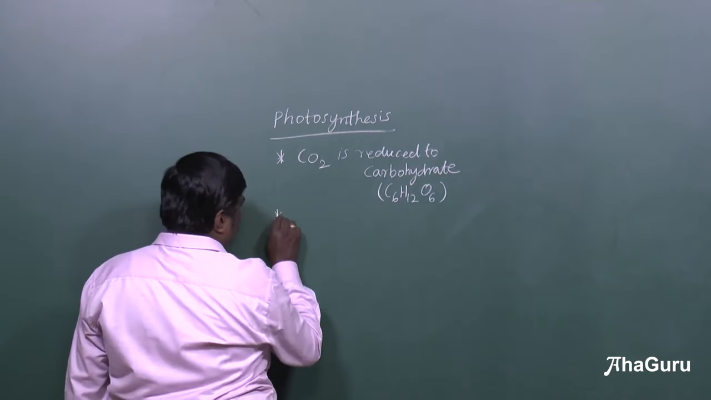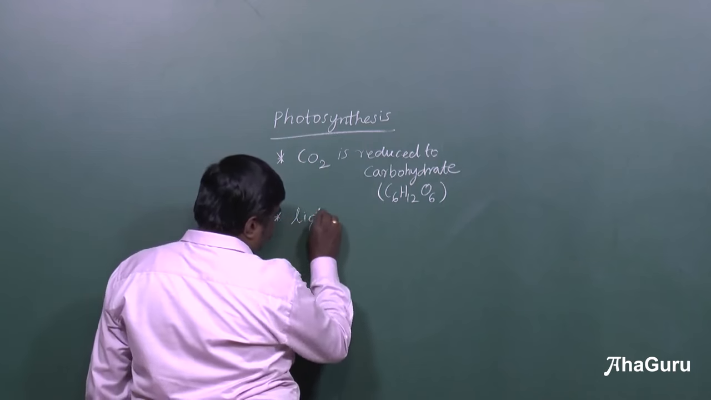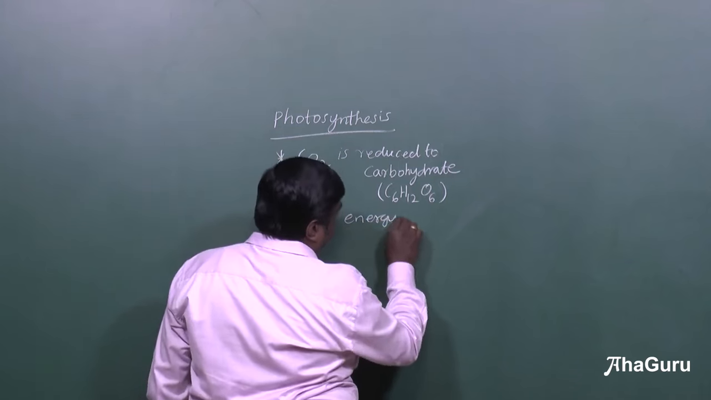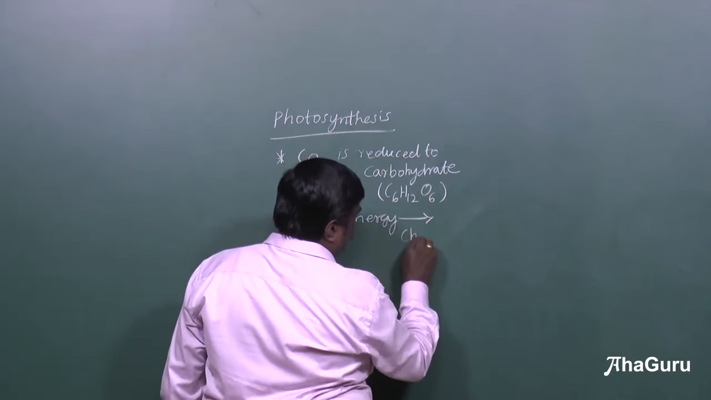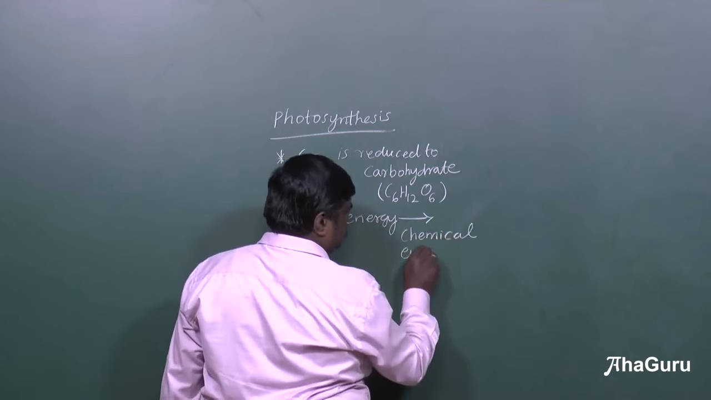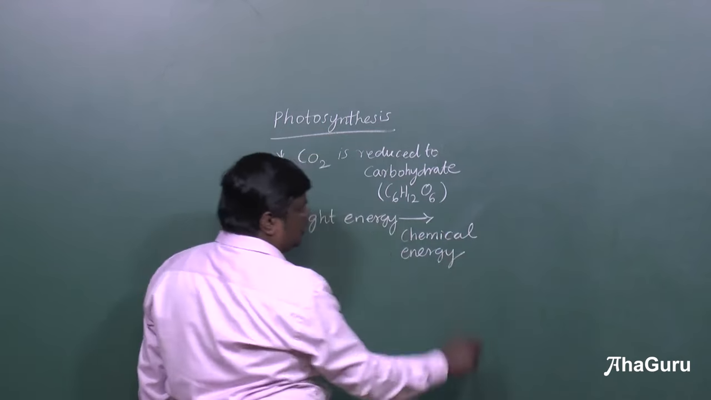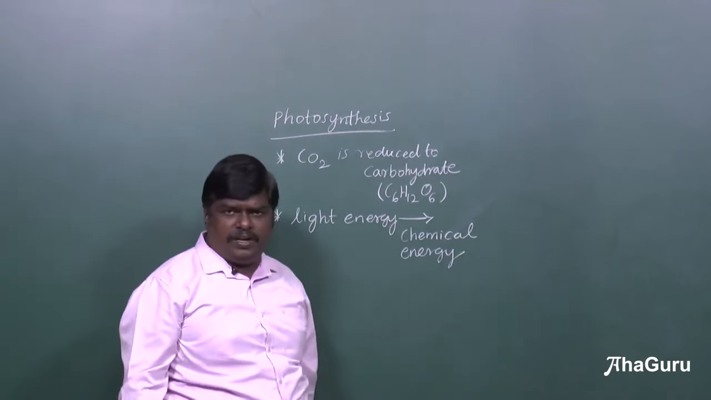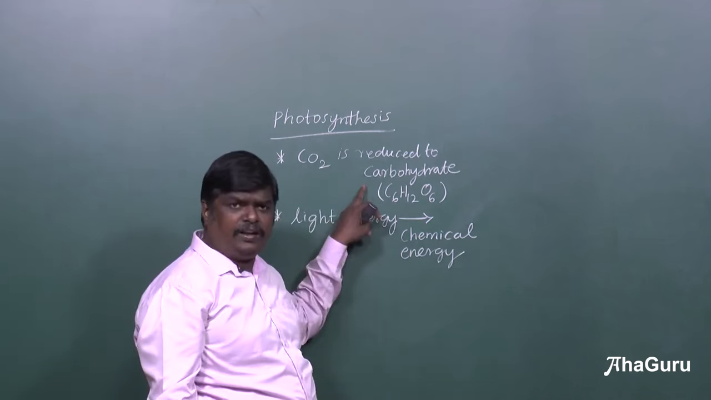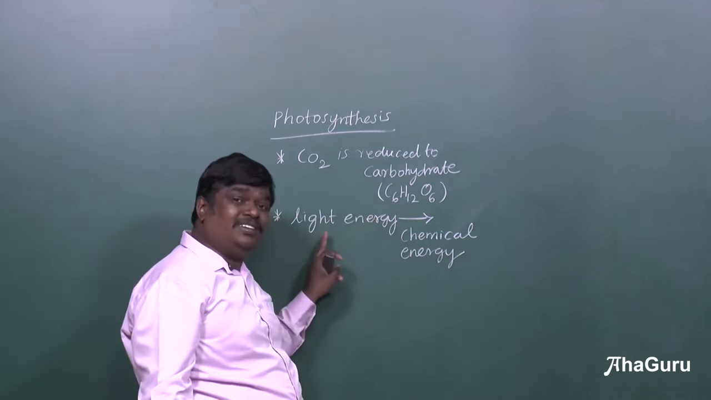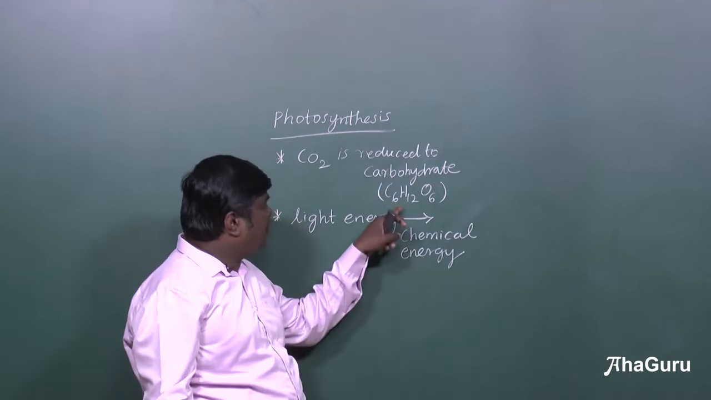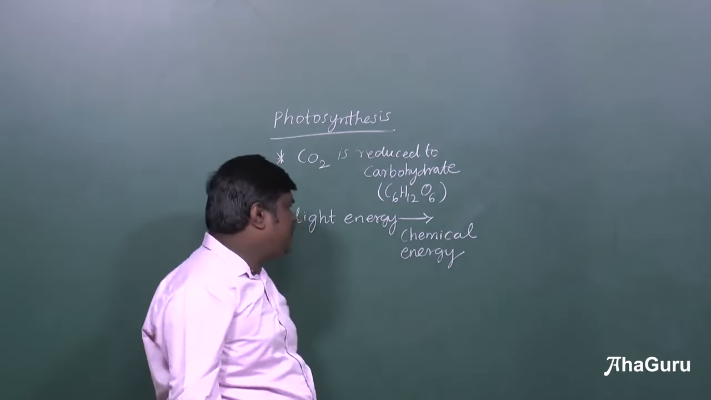Similarly, the light energy is converted to chemical energy. Carbon dioxide is reduced to carbohydrate. Light energy, the sunlight energy, is converted into chemical energy. So chemical energy is obtained from the glucose molecule. I will explain that later.